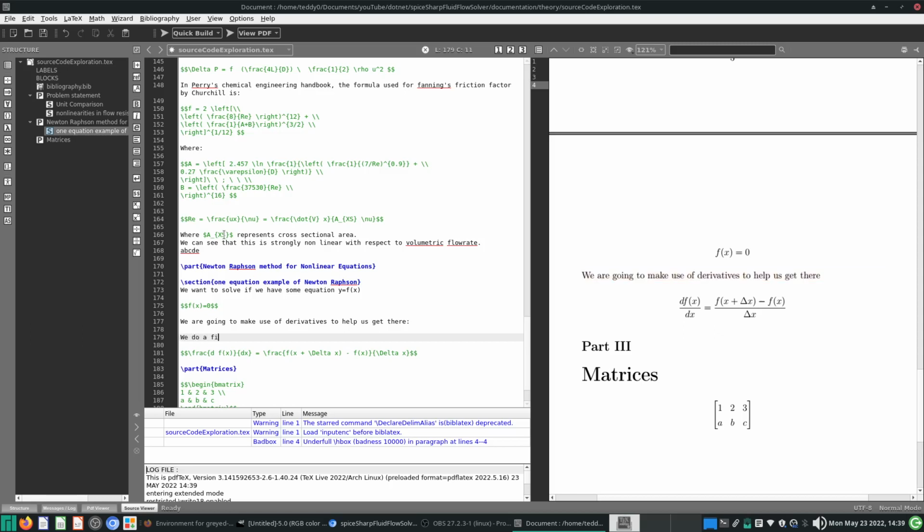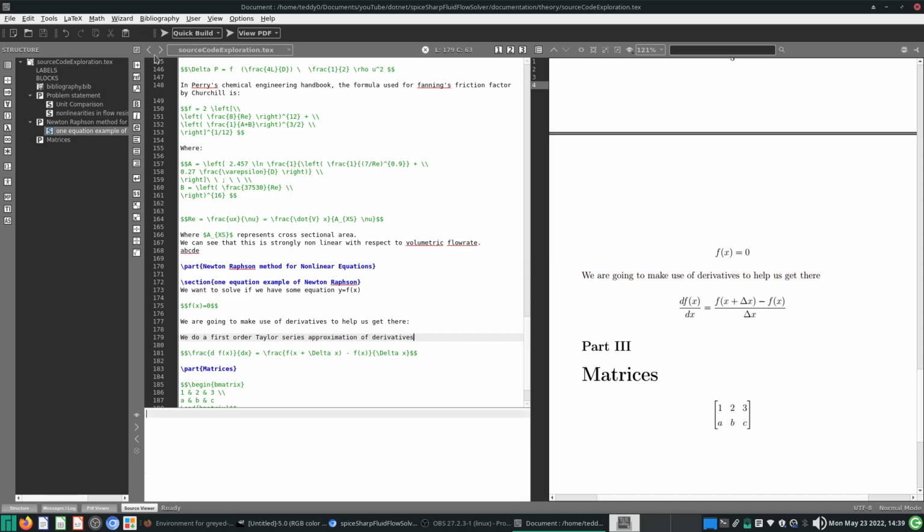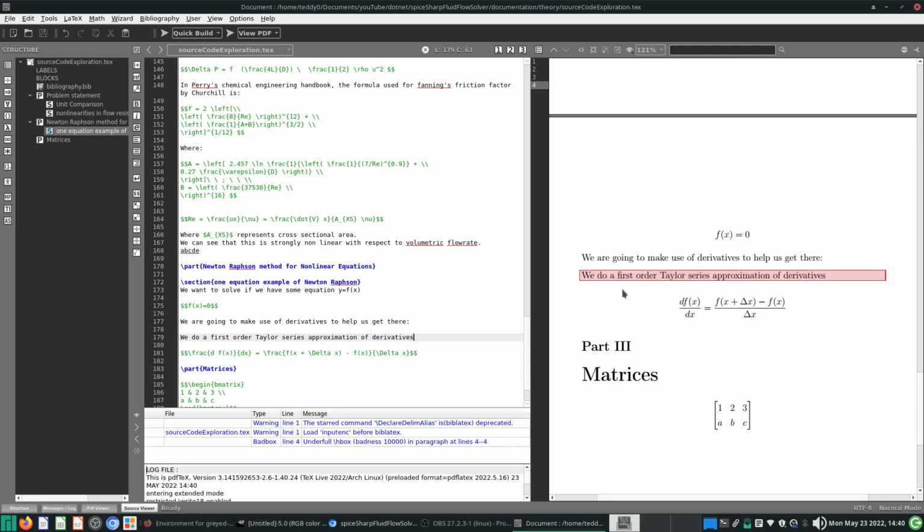We do a first order Taylor series approximation of derivatives. So this part should be quite intuitive, but how does this actually help us get here? That is the thing. How does this help us get here?